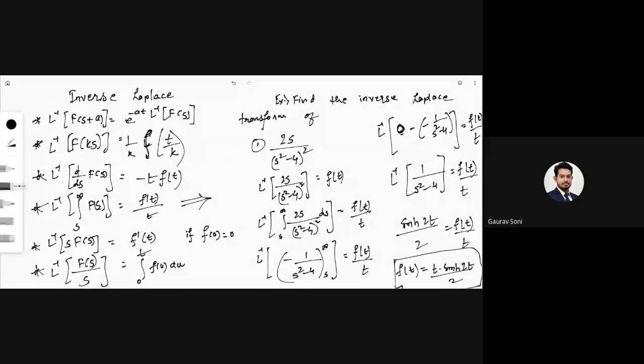So one example in the previous lecture we have solved where derivative was there. Now we have solved where integration is there.